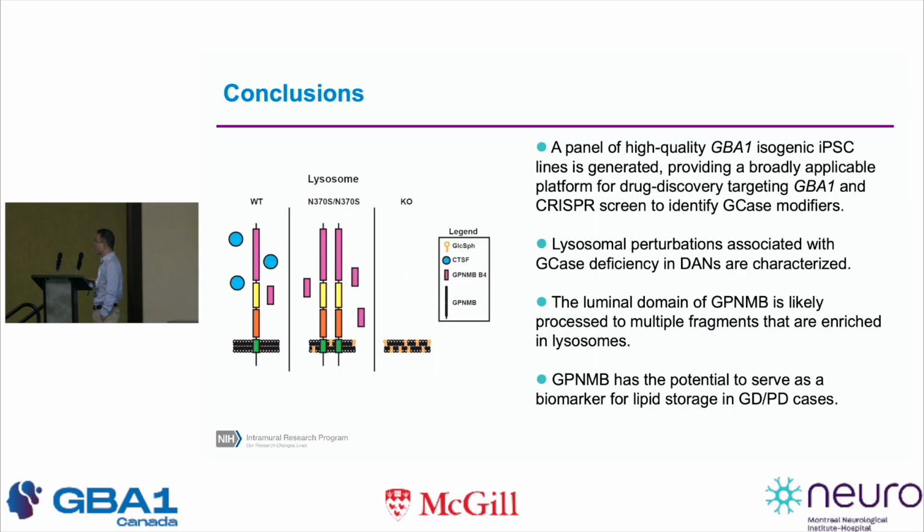To summarize our work, we have generated a panel of GBA1 isogenic iPSC lines that is now providing a platform for drug discovery targeting GBA1 and also facilitating CRISPR screening to identify GCase modifiers. We also characterized lysosomal perturbations in these cells. Our data suggest the luminal domain of GPNMB is likely processed into multiple fragments that are enriched in lysosomes. Also, GPNMB may have the potential to reflect lipid storage in GBA-PD cases.